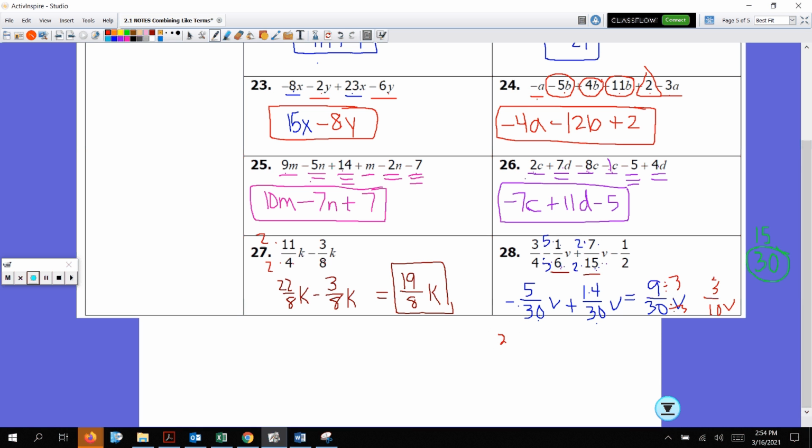That was a lot of work. I can tell you right now, if I ask you this question on a quiz, it's going to be worth like 10 points. It was massive. But we are not finished. We still have to combine negative 1/2 and positive 3/4. I'm going to do that over here in this little box.